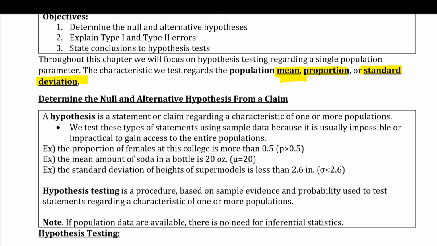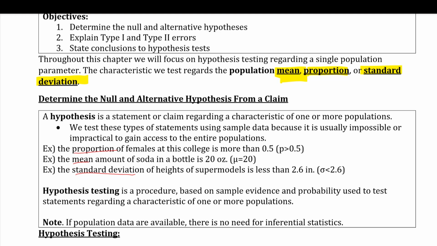Here's another claim about, in this case, the mean. The mean amount of soda in a bottle is 20 ounces. Again, that is a claim. It has to be substantiated by some sort of evidence. And the third one is a claim on a standard deviation. The standard deviation of heights of supermodels is less than 2.6 inches.